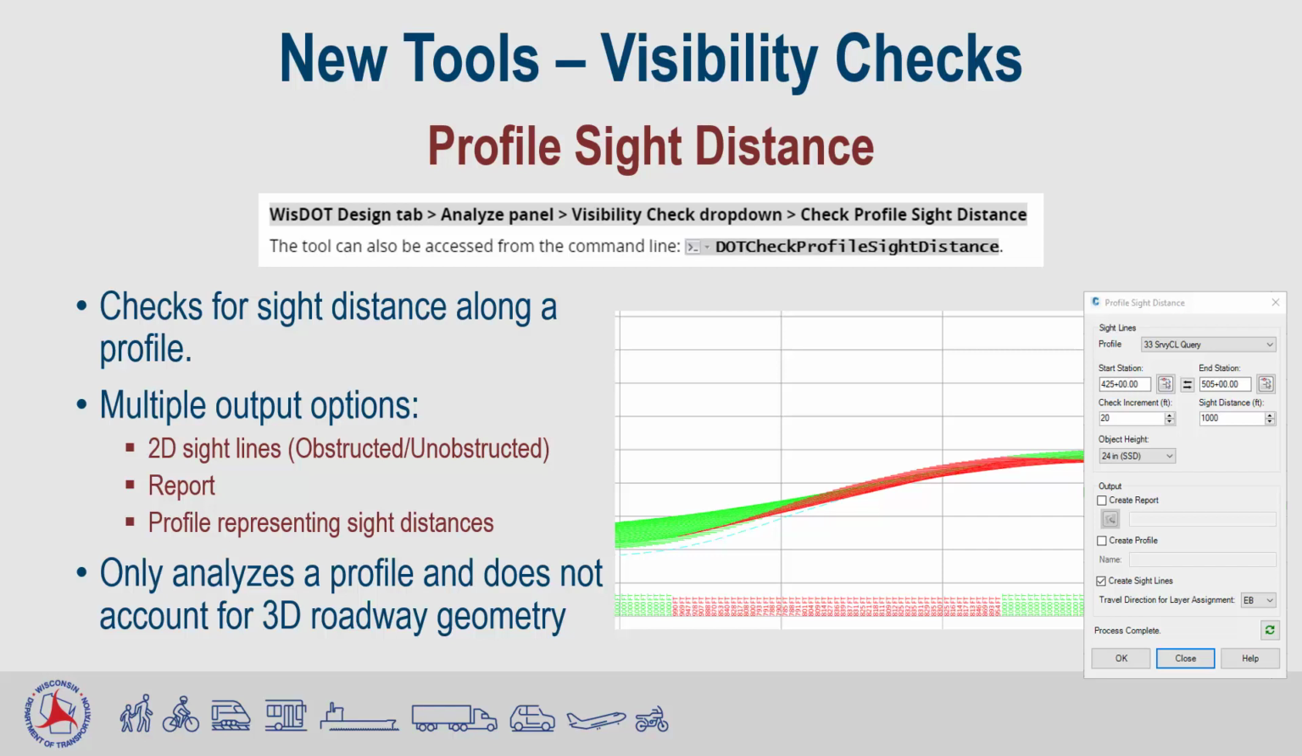It can create a report, and it also can create the profile that represents site distance at any given station. It's important to note that this only analyzes a profile and does not account for 3D roadway geometry or terrain. So again, it's really intended for planning level analysis. Once you have surfaces and begin your design, it's better to use the 3D site analysis tools we provide.